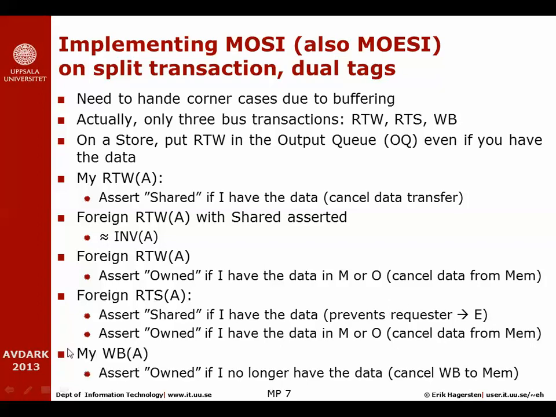Finally, if we see our own write back request occurring on the bus, so we manage to arbitrate for the bus and we put our own write back request on the bus, we assert the owned signal if we no longer have the data in our cache. So there could be a situation where we start to perform a write back, and before that write back manages to arbitrate for the bus and get on the bus, somebody else invalidates us. That means that we no longer need to do a write back request.